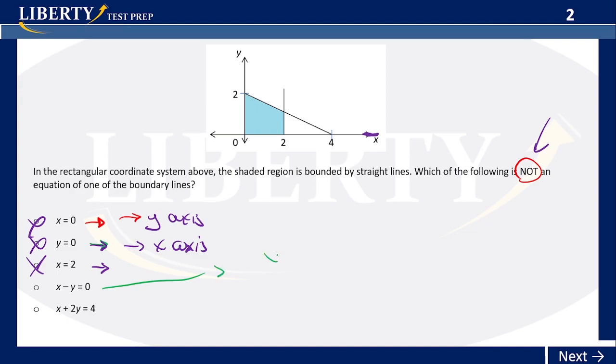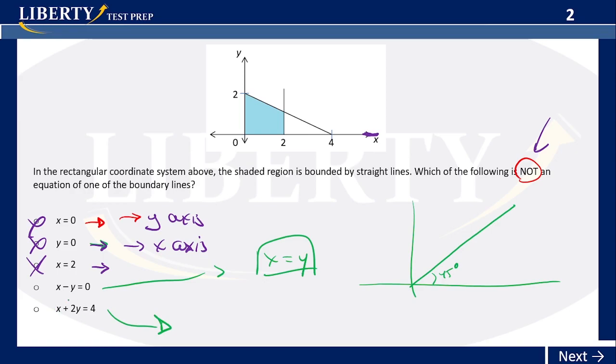This one is x is equal to y. For those of you who want to know, x is equal to y is a very simple thing to graph. If this is my coordinate plane, x is equal to y will be something like this, something that cuts the first quadrant in half with a 45-degree angle. So we don't have that here. We already know that's the answer because it is not one of these lines. But just for the sake of it, let's continue and analyze this equation.